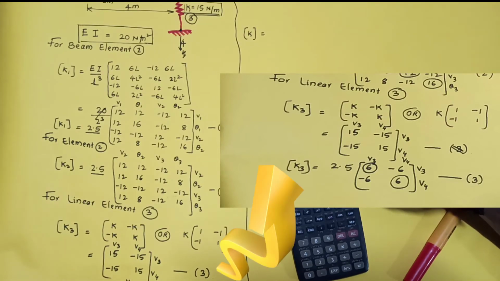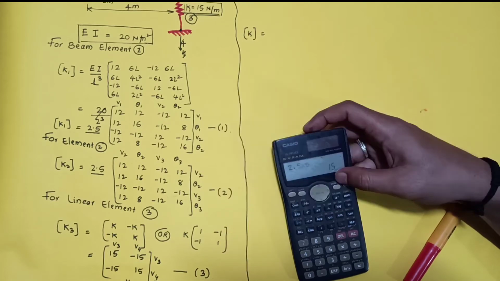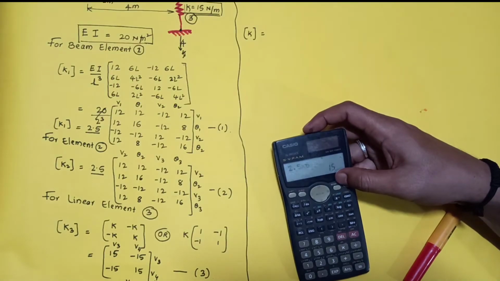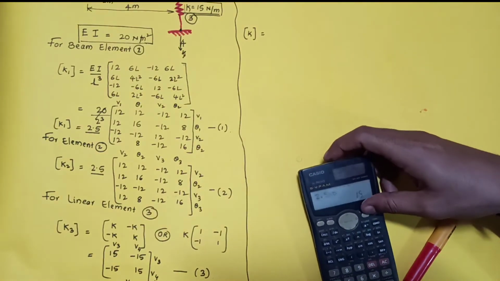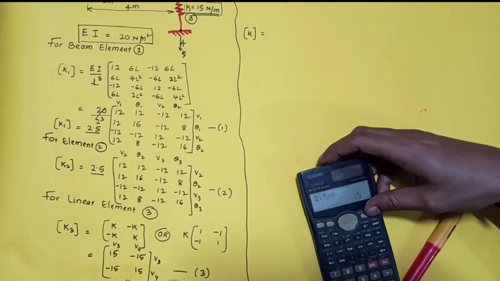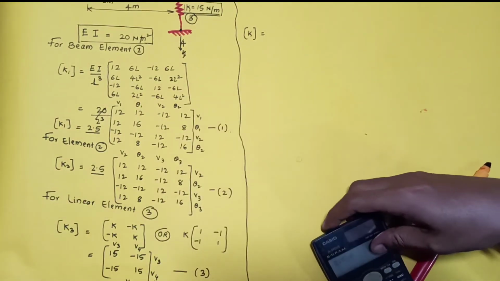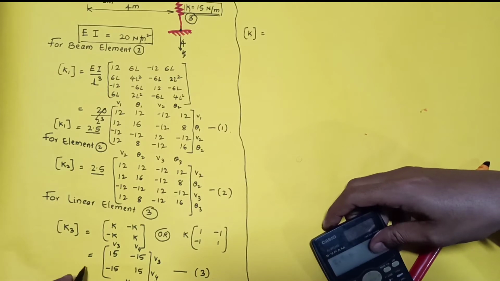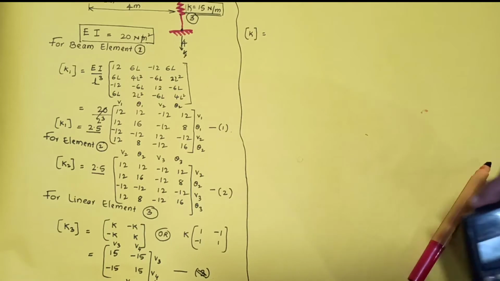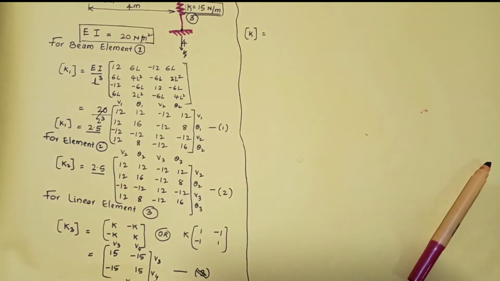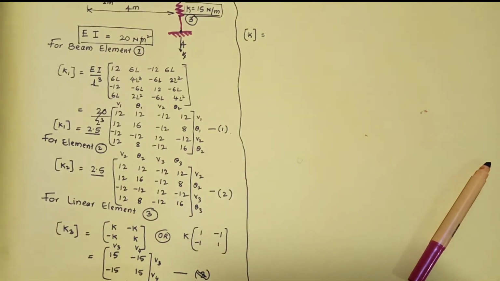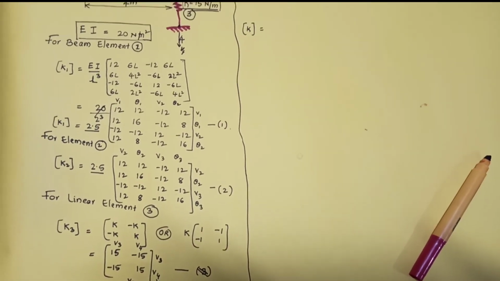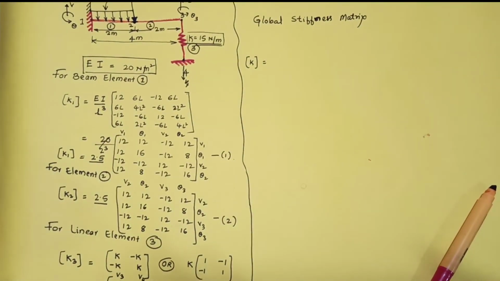So V3, V4, V3, V4. Here there will be no rotational movement. Only the translational movement you will have, meaning vertical movement. So this will be K3 now. You can number this as the third equation. Hope this is clear to you. Okay, now it is very clear.